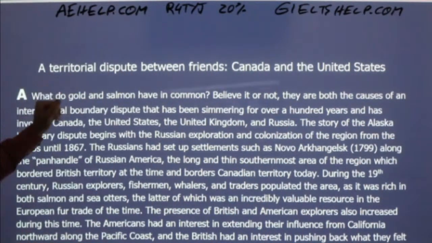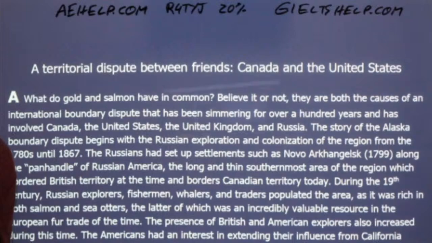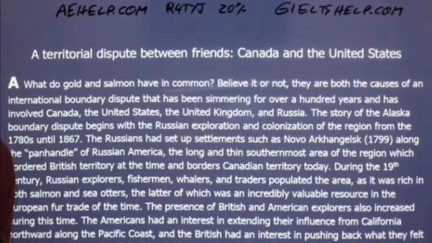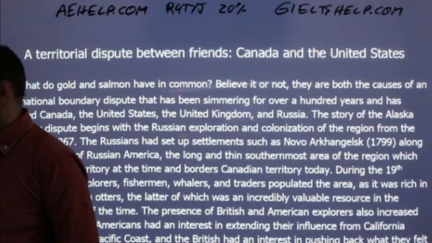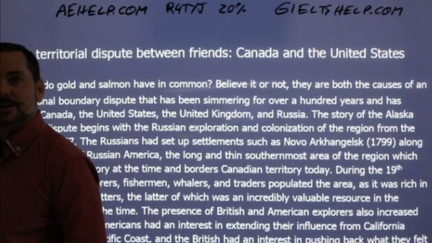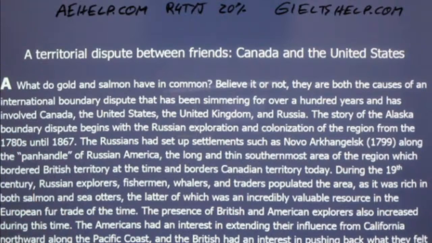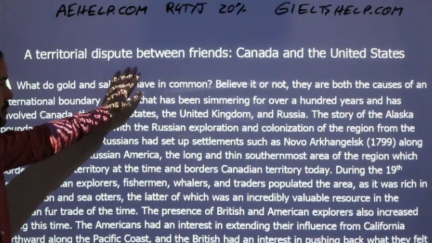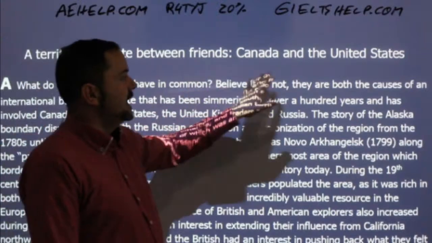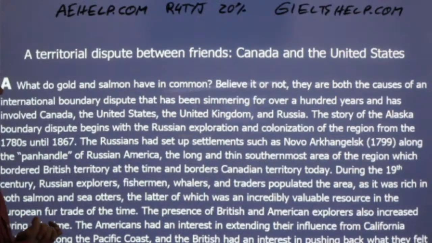So let's read this title first of all. And then let me try to maximize our print size here so that we can really see it even on smaller mobile devices. Okay, that looks pretty good. All right. So here's the title of this passage: A Territorial Dispute Between Friends, Canada and the United States.